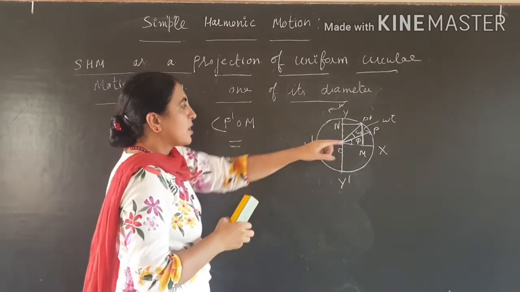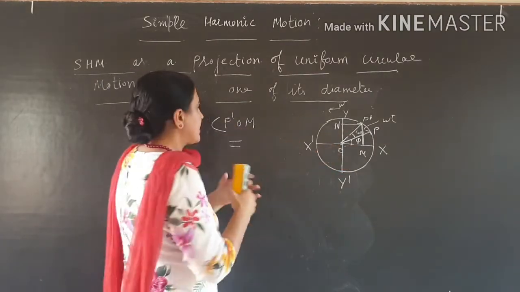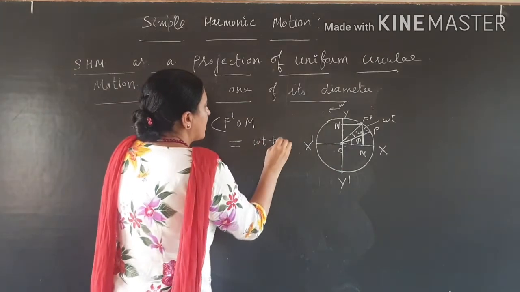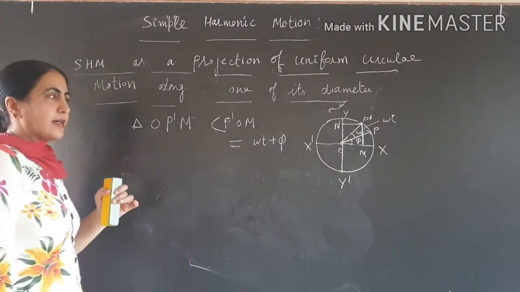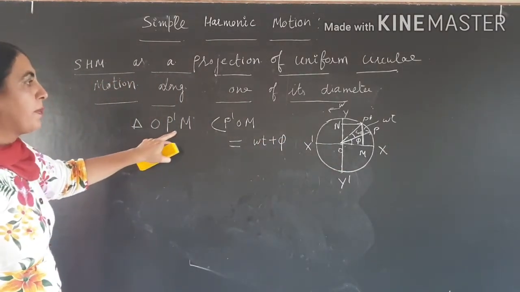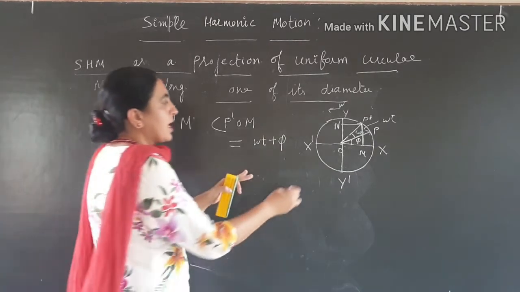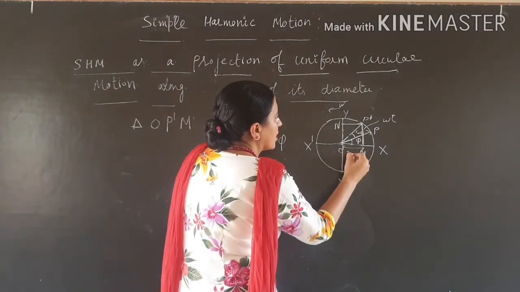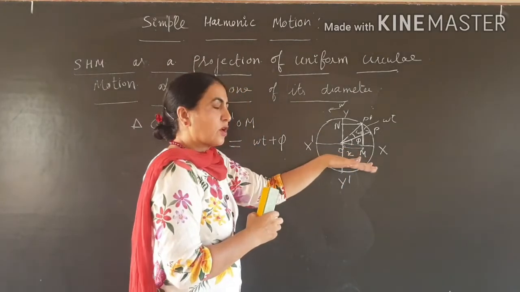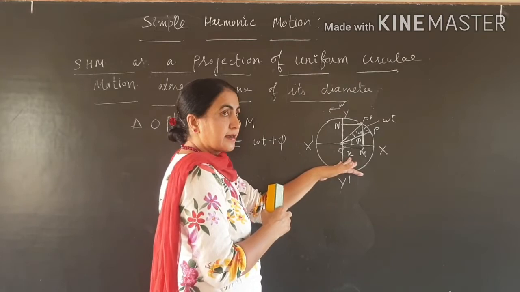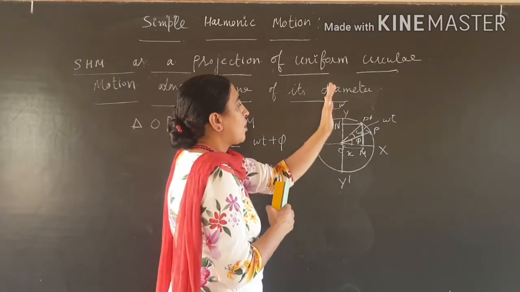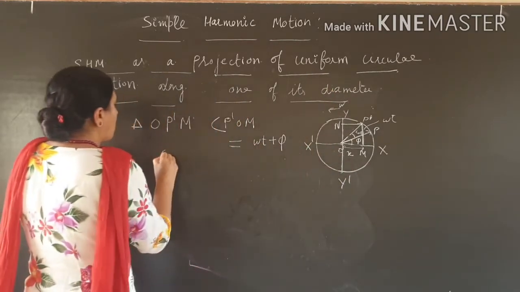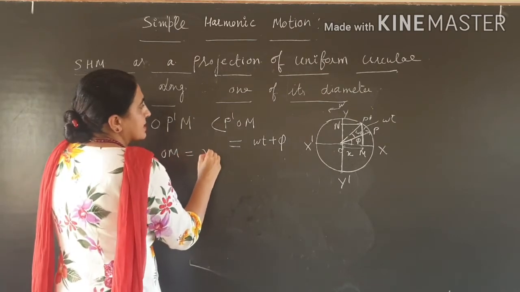This angle is omega t plus phi. This is the angle. Now in triangle OPM, we take this OM as a small distance along the x-axis, or we can say displacement, that is x. I am taking OM equal to x.